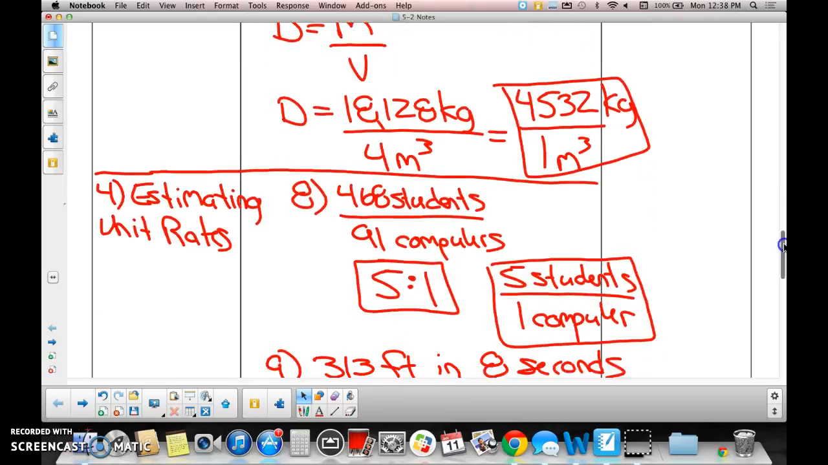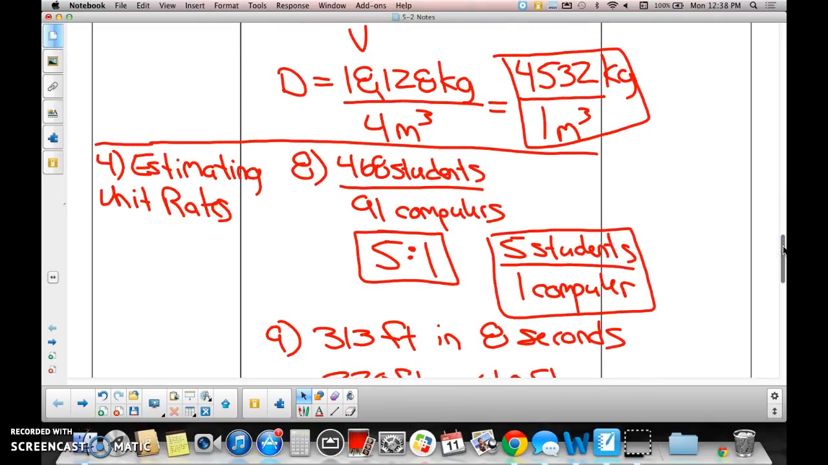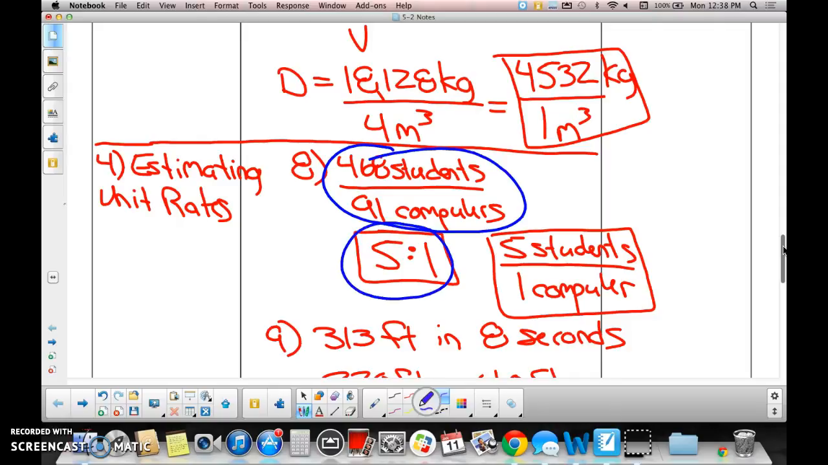Estimating unit rates. What is the rule, or not the rule, but what do you want to do when you're estimating unit rates? What 2 numbers are you looking for? What's that called, Aiden? Mass and... No, we're estimating. When you're estimating unit rates, like if you have 468 students, like our example here, and you have 91 computers, how are we going to calculate a 5-to-1 ratio? How did we get there?